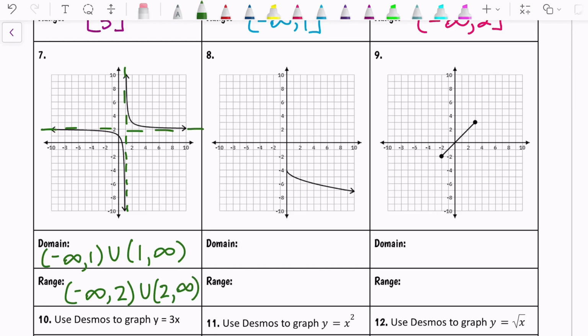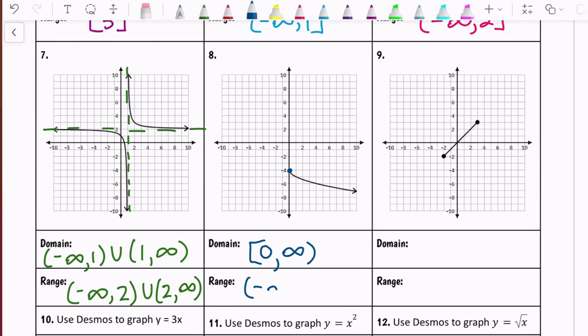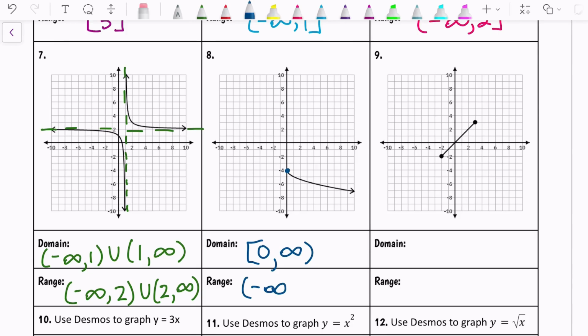All right, number 8 is going left to 0. That's the x value there. And right to infinity, we're going to assume this dot's right here. It goes right to infinity because that arrow is pointing right forever. It goes down forever. And it goes up to negative 4 is the highest y value. They get brackets because it's a closed dot. It's part of the graph.